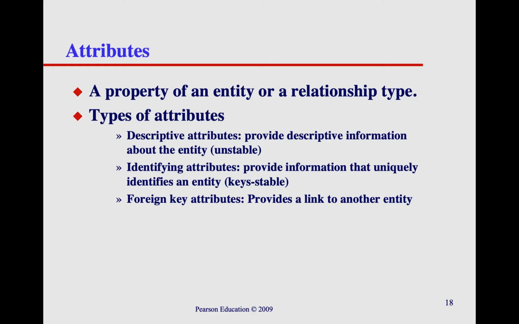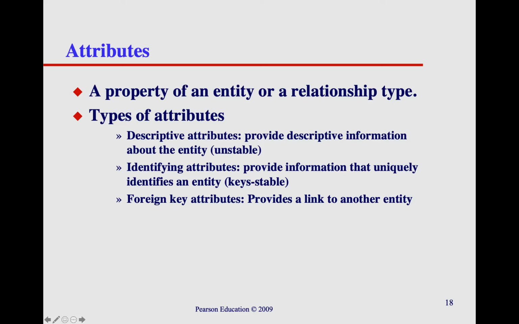And there's three kinds of relation attributes. So they're identifying attributes, which provide information that uniquely identifies an entity. There are foreign key attributes that link to another entity. And there are descriptive attributes that provide descriptive information about the entity.